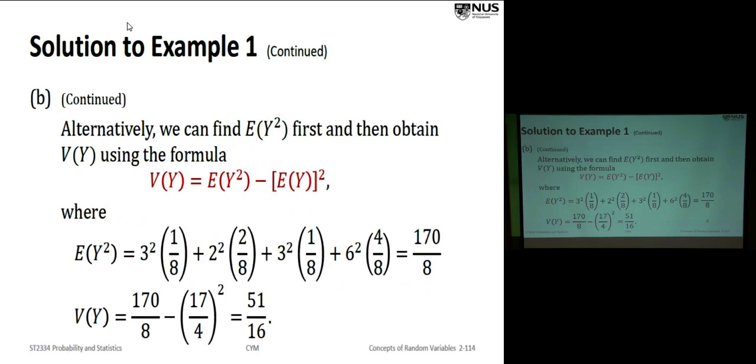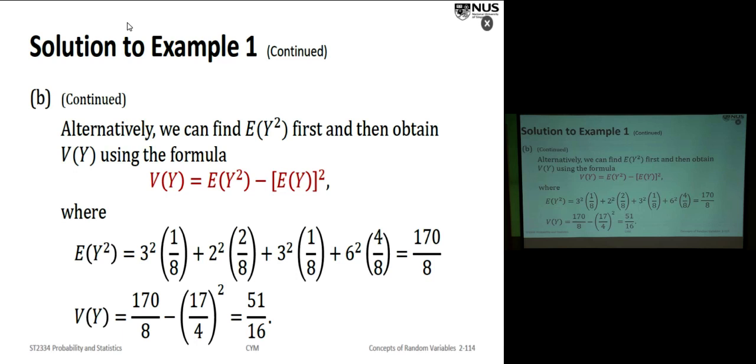Okay, and so one more time, we can also compute the expected value of y squared first, and then obtain the variance of y using this formula. So I can compute the expected value of y squared, and the expected value of y, I've got it, and I can square that. So the expected value of y squared: y takes the value 3 with probability 1 over 8, because y, don't forget, is x squared plus 2. So if x is equal to minus 1, minus 1 squared plus 2 is equal to 3, and 3 squared is the value I get there.